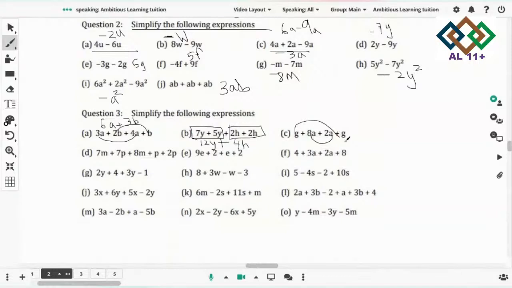In this, you have to go alphabetical order. A comes first. So your A would be first. So you'll have 10A plus 2G. It doesn't come in alphabet order, but it comes by which number comes first. So 10 is bigger. So we'll put 10A plus 2G. So now we'll move on to the next one.